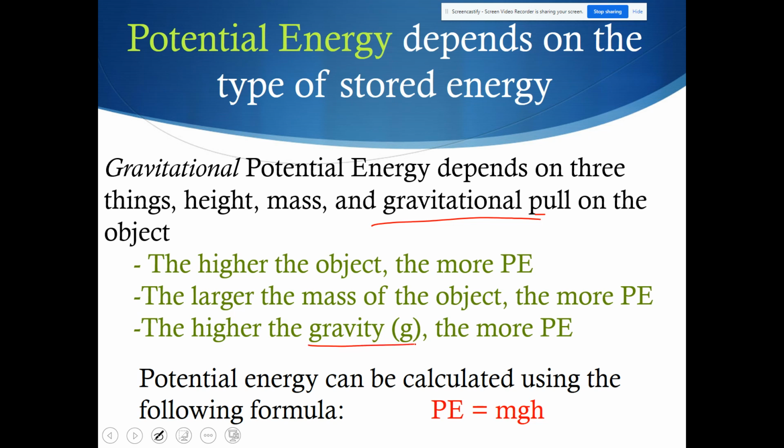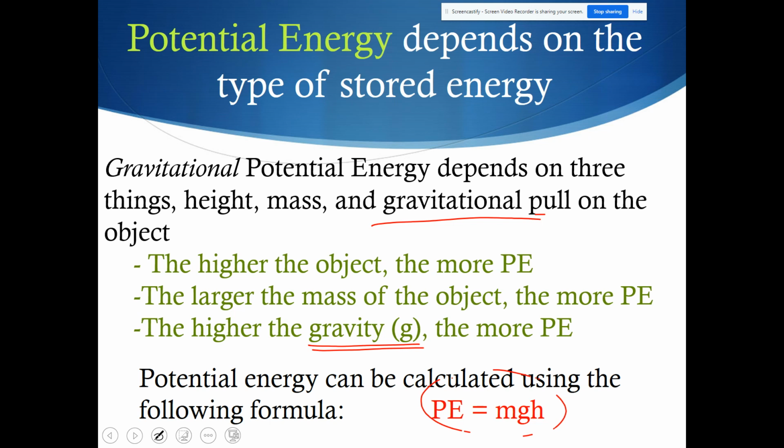Of course, like I said before, here on Earth, the gravitational pull is going to be the same for every object because Earth has only one constant g associated with it. We're going to use this formula then to solve for potential energy. And once again, remember, this is gravitational potential energy. M stands for mass, G is that universal constant, the acceleration due to gravity, and h is the height.